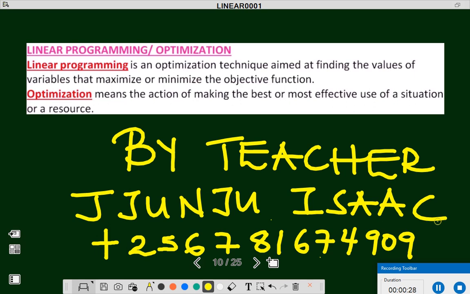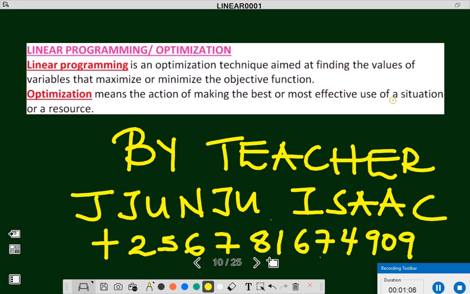When we talk about linear programming, this is the optimization technique aimed at finding the values of variables that maximize or minimize the objective functions. By optimization, we mean the action of making the best or most effective use of resources. Factories and businesses actually use this technique in a way of obtaining maximum profits for given costs and production levels.